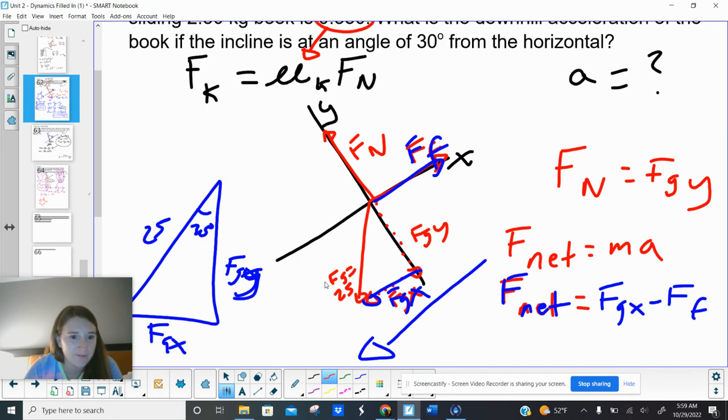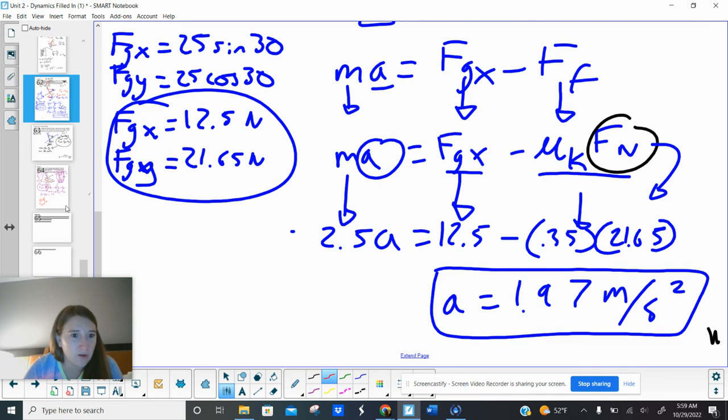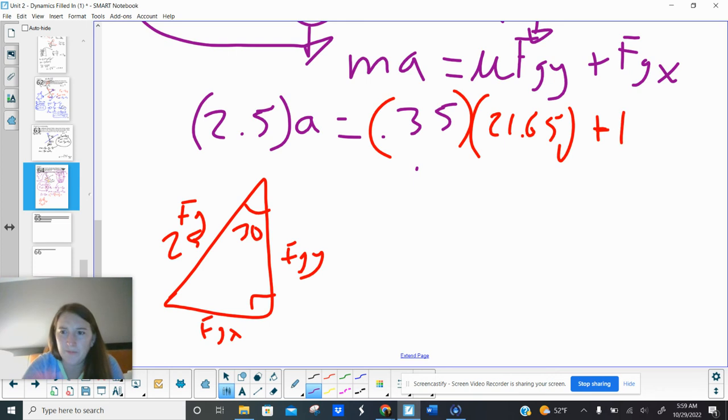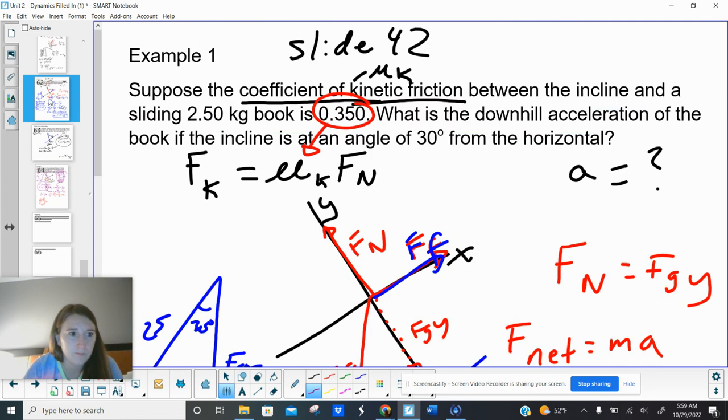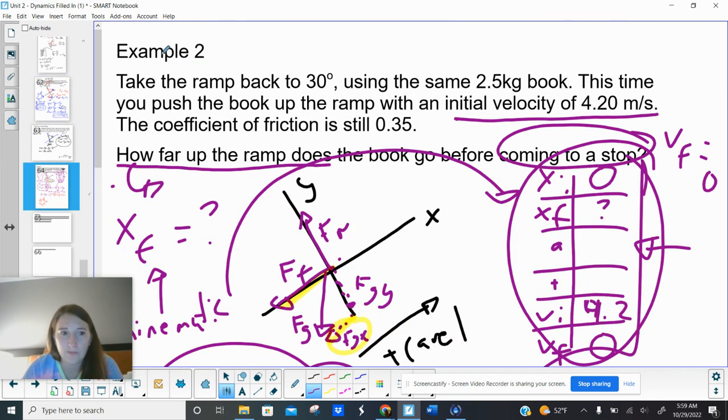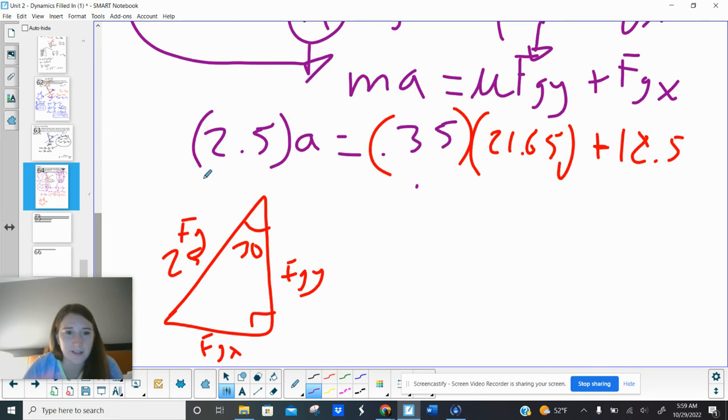Make sure I got that right. FGX 12.5. Okay, so 0.35 times FGY, which was the 21.65. Careful not to get these jumbled. Plus 12.5. Okay, and then we're solving for A here. Once you've got that, this is just basic arithmetic.